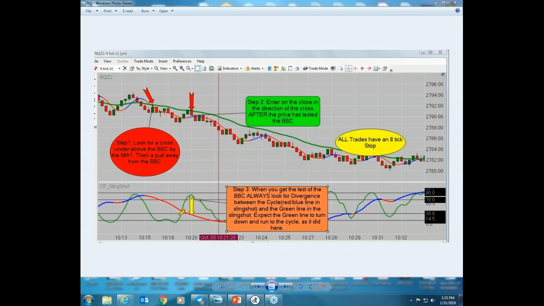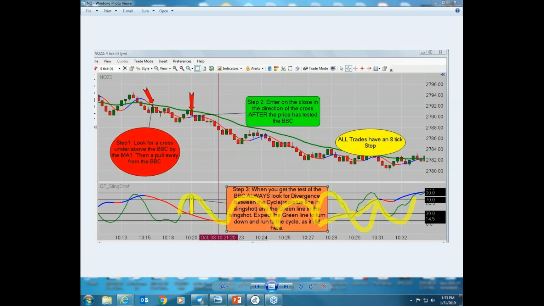Because what we expect to happen is this green line to pull away, close the gap. Pull away, close the gap. It's going to repeat itself until the cycle turns blue. And then that should be telling us we're now in an uptrend. And so what we're looking for is that green line to be underneath it, creating bullish separation on the way up.